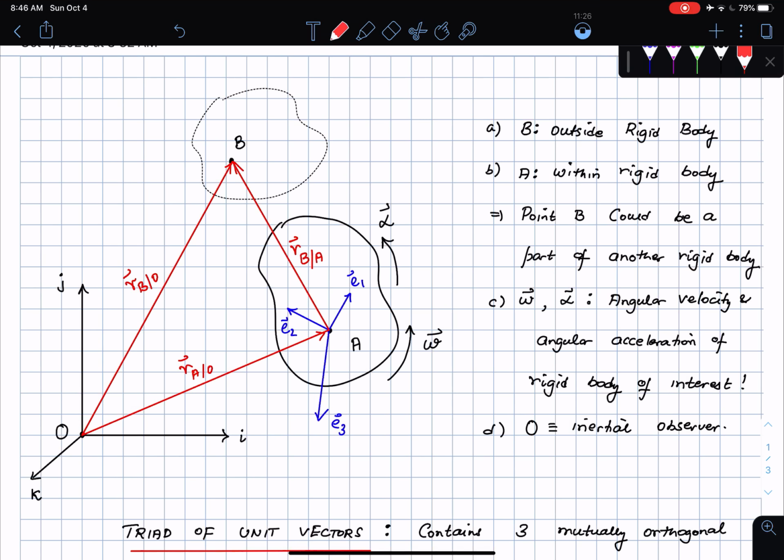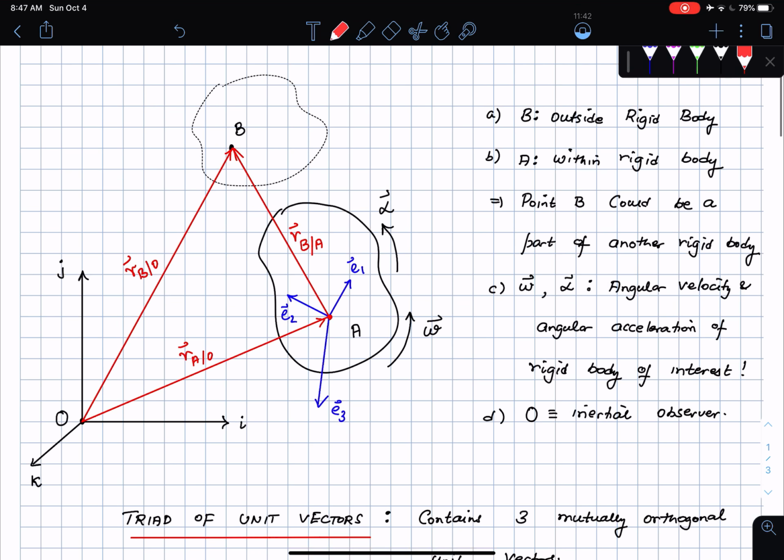Okay, so look at the direction of the arrow. I'm sitting at the point A, which means I'm a non-inertial observer, and then trying to find the position of the point B. Okay, so that's something that I'm trying to do here. And from the basic rules of vector addition, you can see that R B slash O is equal to R A slash O plus R B slash A.